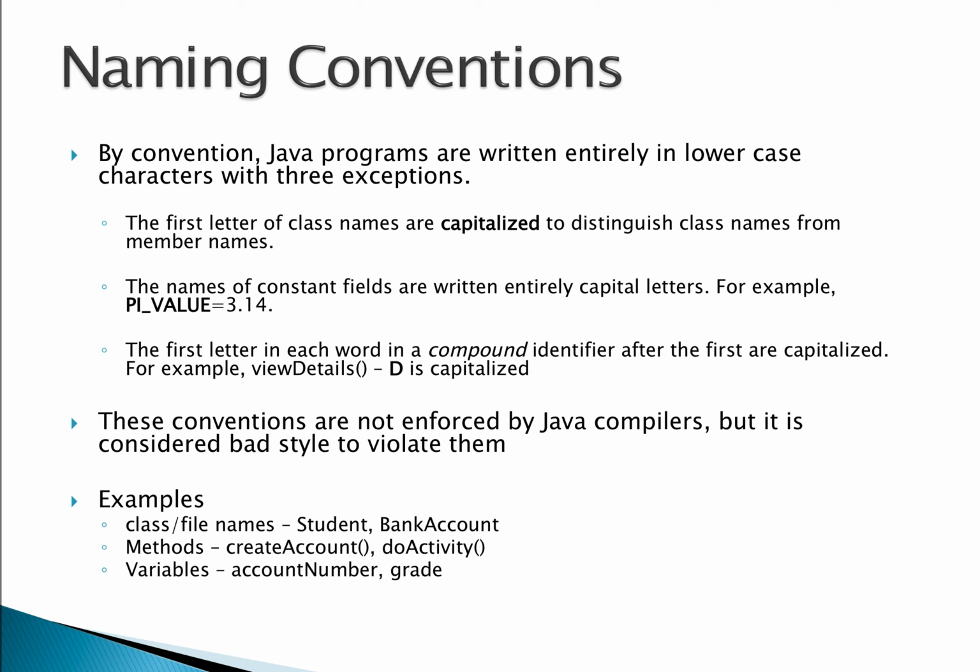Examples, as you see here, Student is an example for a class name, or BankAccount where B and A are capital. If you see any method names, it's createAccount where C is small and A is capital. The same convention goes for variables as well, where it is accountNumber where A is small and N is capital. So that's about naming conventions.